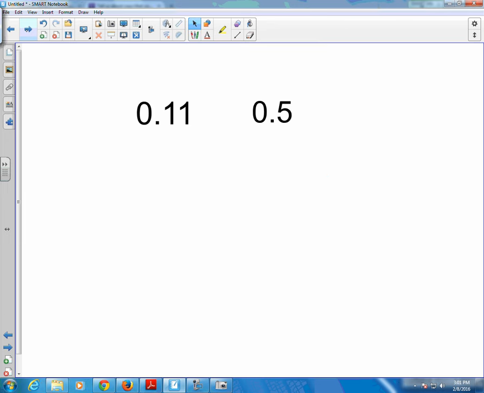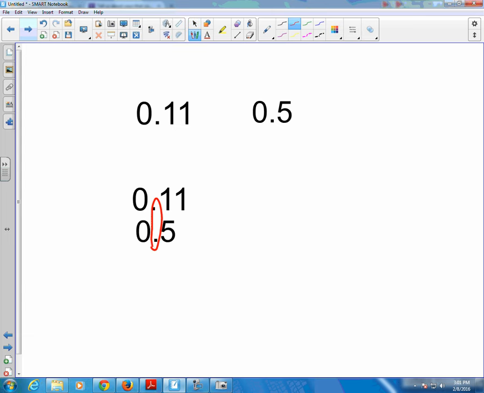Let's look at another example. 11 hundredths and 5 tenths. Take your numbers and put them one on top of the other. And is this correct? No, it is not. When you are working with decimals, make sure your decimal points are aligned. That's the best way to align decimal numbers, so that your decimal points are one on top of the other. Then we start looking from left to right.